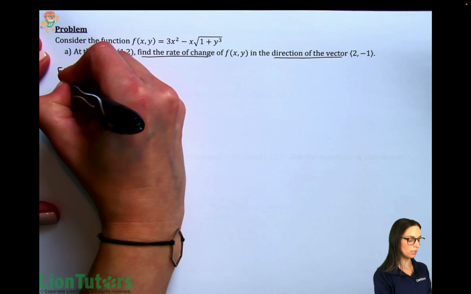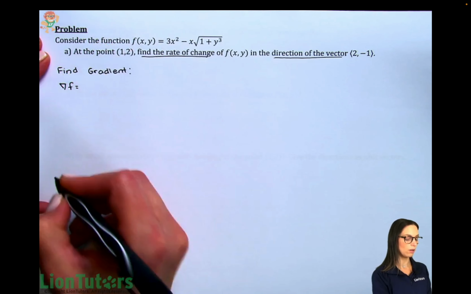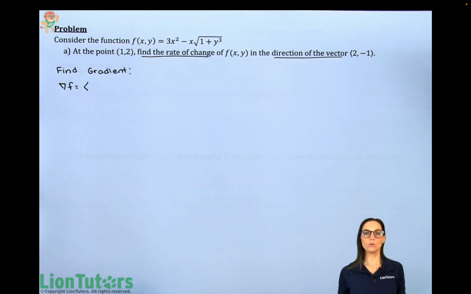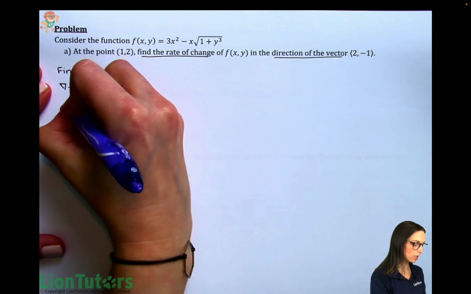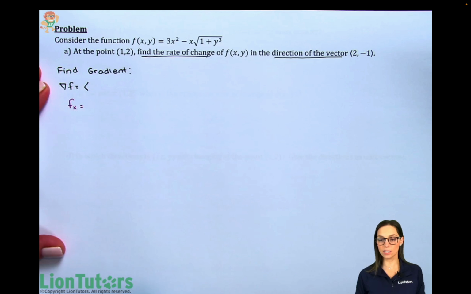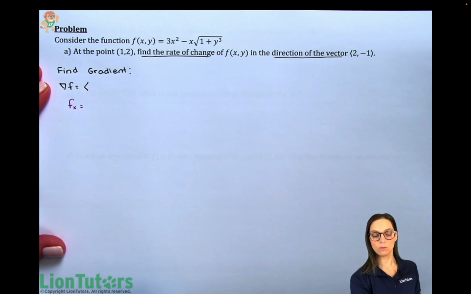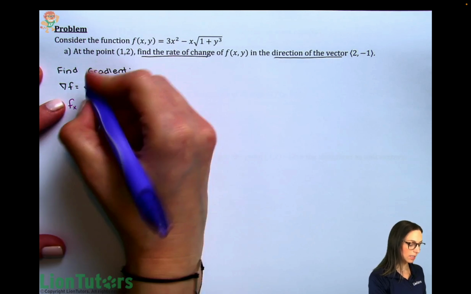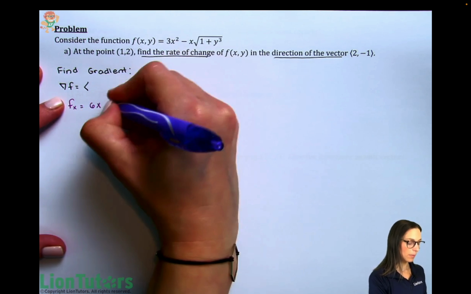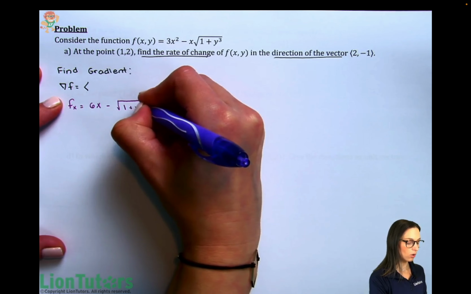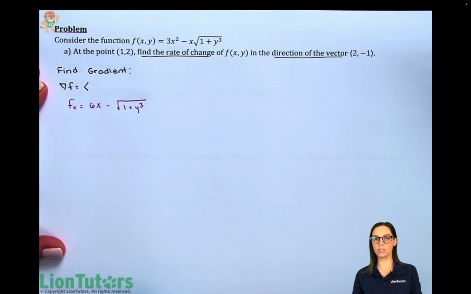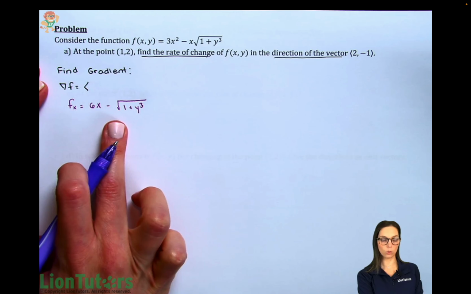And remember, my gradient is denoted by this upside down triangle of f. I'm going to compute each component of that gradient down below, and then I'll fill in what they are. So the first thing I'm going to do is take my partial derivative with respect to x. That's going to give me 6x minus, in that square root of 1 plus y cubed, that is all just a number hanging out in front of x. So we're just going to get root 1 plus y cubed.